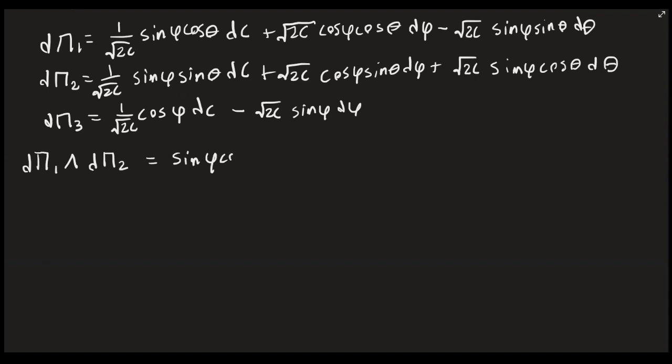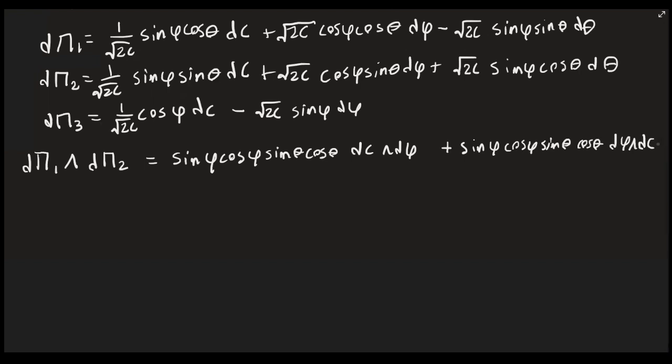I'm just going to write that out anyway, in case that wasn't clear. It's going to be sine cos phi sine theta cos theta dc wedge d phi minus sine cos phi sine theta cos theta d phi wedge dc. Okay. So if you just swap these two right here, you'll pick up a negative sign. This whole part will cancel.